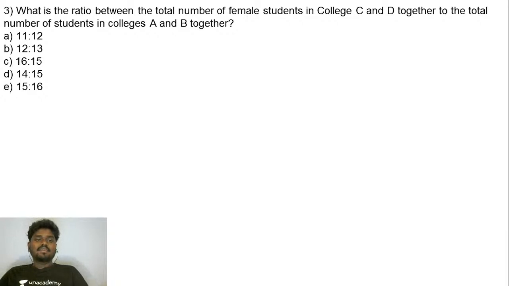So what is the ratio between the total number of female students in college C and D together to the total number of students in college A and B together? That's the question. We have already got the total number of students in colleges C, D, A, B respectively, right? We know that already. So you are being asked to find the ratio. First, find the total number of female students in college C and D together.